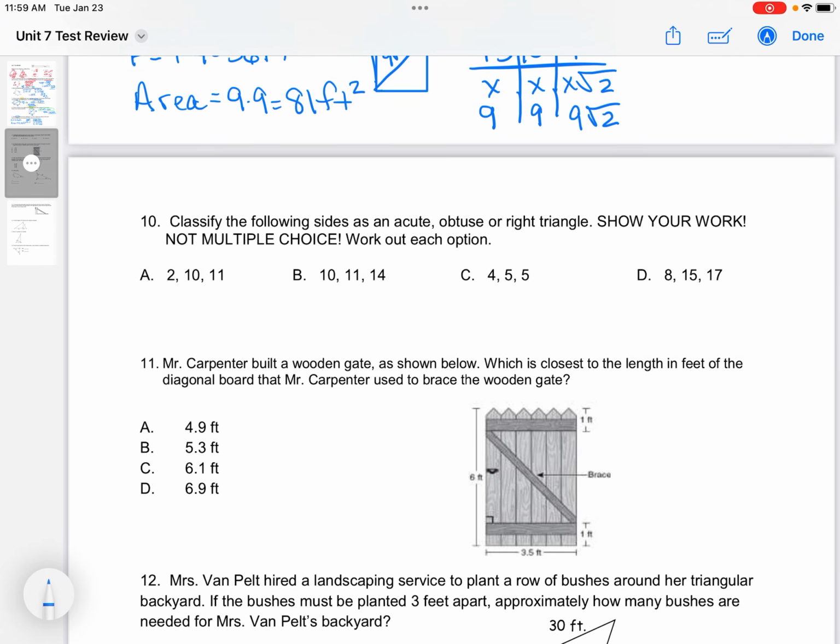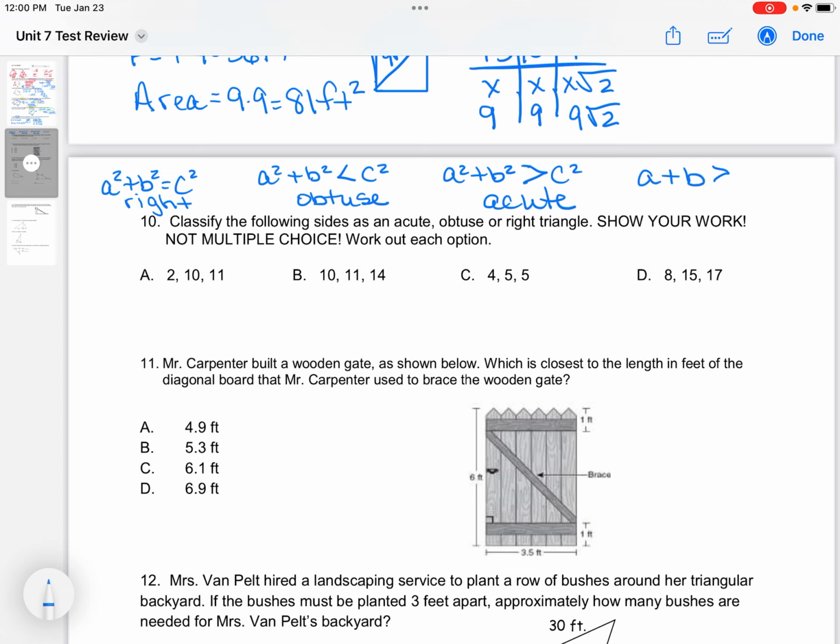Okay, not multiple choice, so you have to work all these out. We're looking for acute, obtuse, or right triangles. So I think I could write it up here. A squared plus B squared equals C squared is a right. A squared plus B squared less than C squared is obtuse. A squared plus B squared greater than C squared is acute. And A plus B needs to be bigger than C to be a triangle.